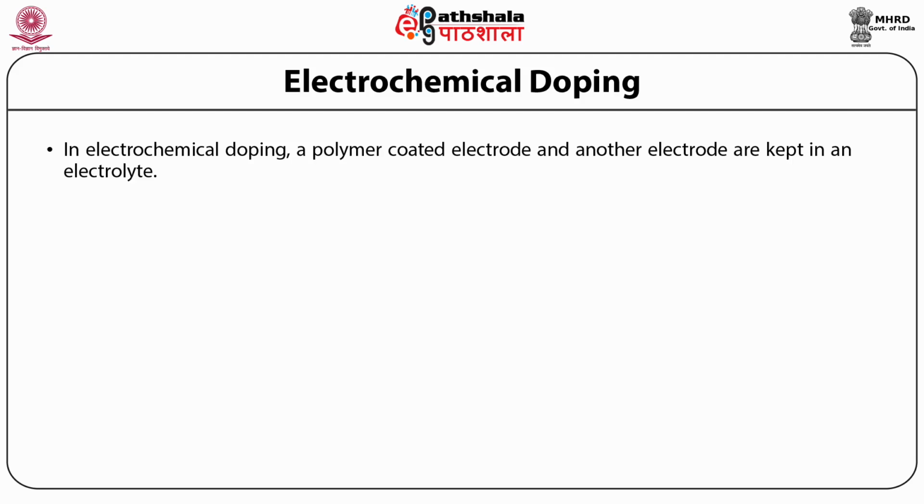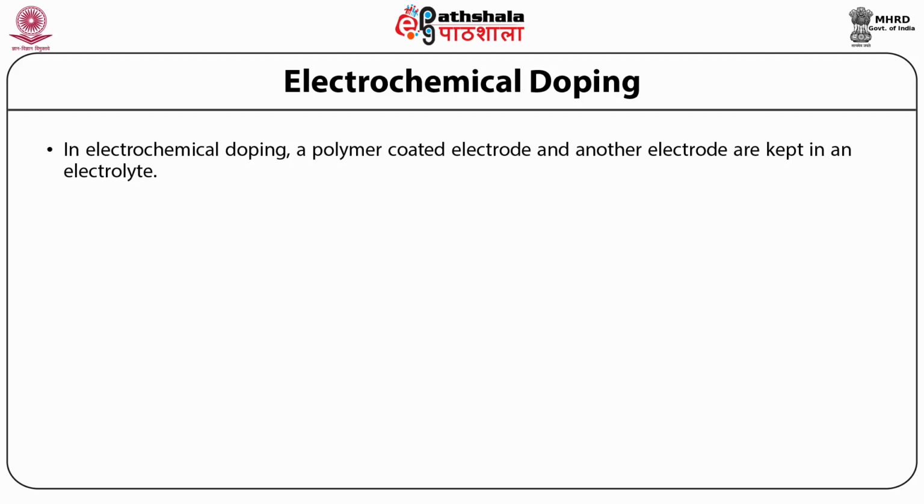Also, the process is reversible so that one can achieve doping as well as undoping. Also, both N and P type of doping is feasible. Now, these are the reactions which represent the electrochemical doping mechanism.